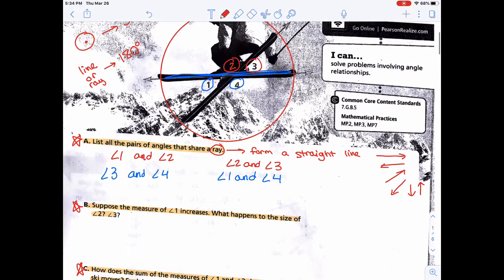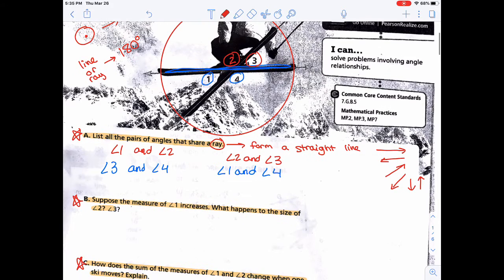Now, for part B, it says, suppose the measure of angle 1 increases. What happens to the size of angle 2 and angle 3? So what I'm going to do is just draw a scenario here. Again, here's what our original one looks like, and we want this angle 1 to get a lot bigger. So in order for it to get a lot bigger, we'd have to shift our other ski this way. And now you should be able to see that this angle 1 is way bigger than it was above. So here would be how we'd label our new angles.